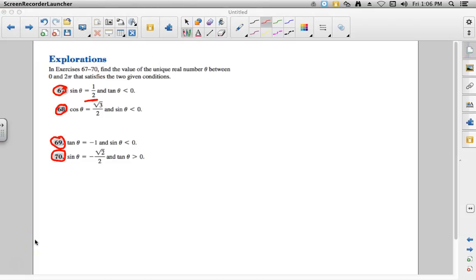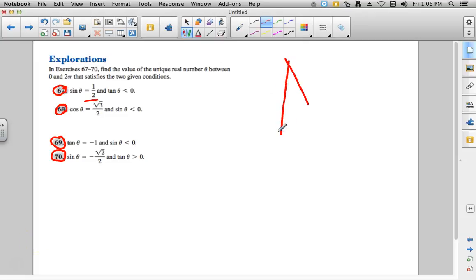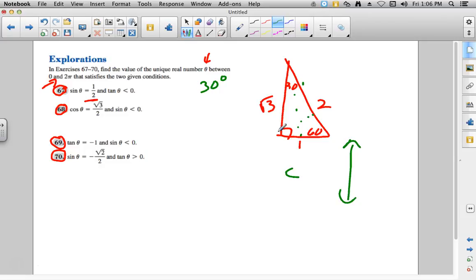For 70, we want a value of a unique real number, theta, between 0 and 2 pi. So that means we're supposed to use radians here. And right away when I saw the 1/2, I'm thinking about the fact that my 30-60-90 triangle has those numbers. I just need to figure out which angle would get me a 1/2 for a sine, and that's opposite over hypotenuse for 30 degrees. So we're talking about 30 degrees, but they want tangent to be negative.